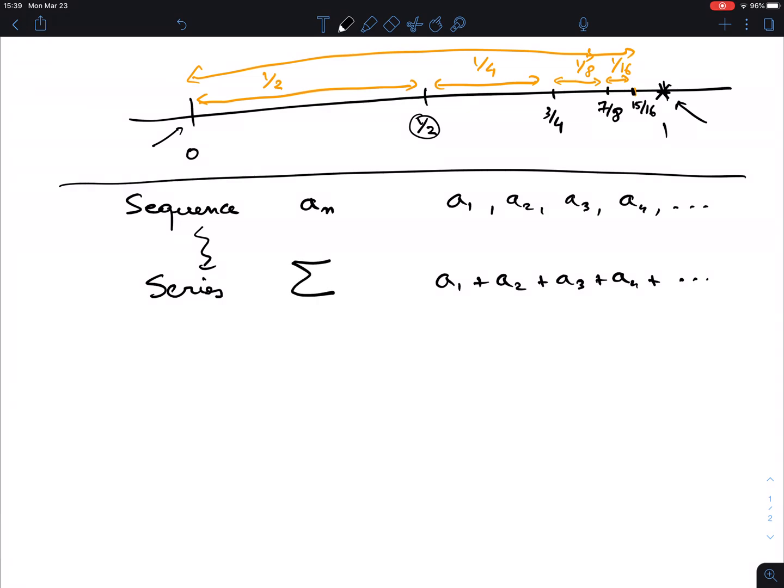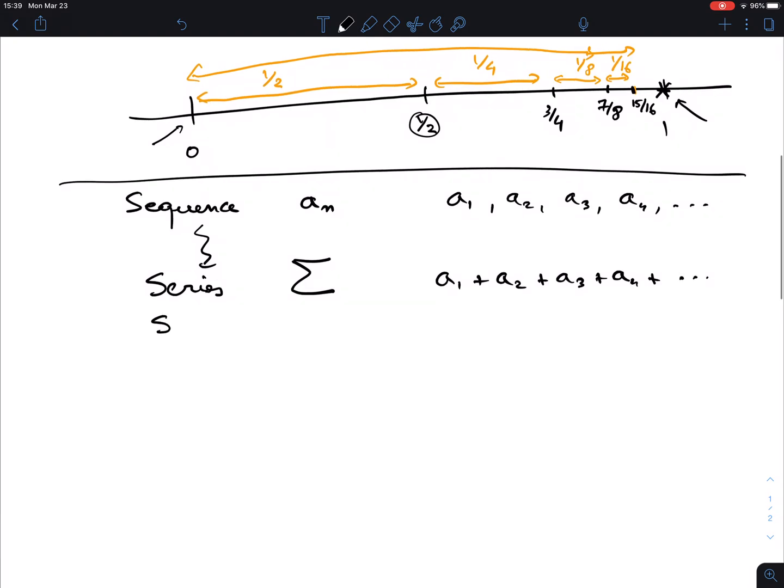This symbol is called a capital sigma. So this is sigma, the capital Greek letter sigma, and sigma is the Greek letter for S, and this stands for S of sum. And so this is the sum of the AN. So that is what we mean by this.